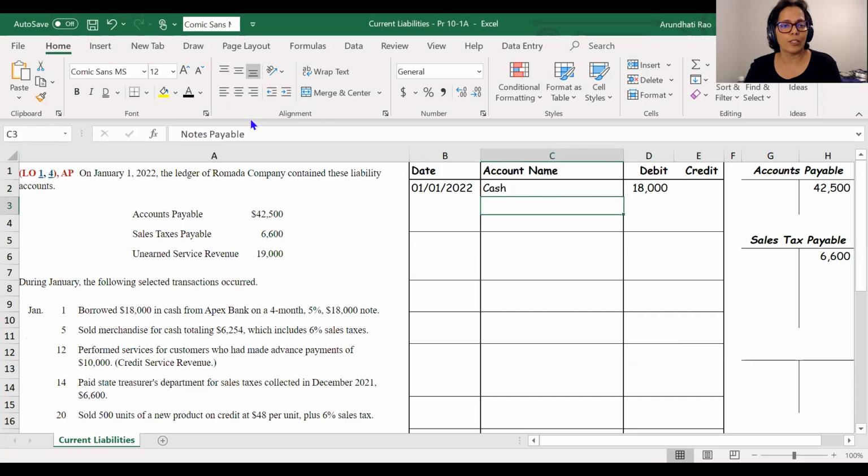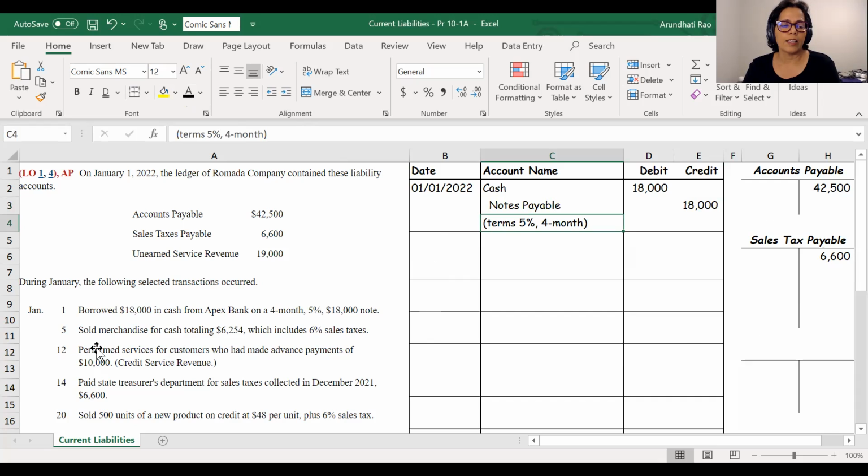Obviously, I have to return this money, and the word I'm going to use for that account is notes payable. The key word over here is payable, indicating that I have to pay the sum of money to the outside party, that is Apex Bank. I'll also write down what the terms of the note are. This is a small exercise, but it's usually good to keep track of that information. So I have cash debit, notes payable credit, $18,000. I'll post everything into my T accounts after I'm done with all my journal entries.